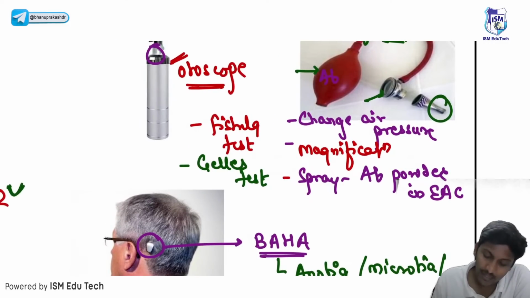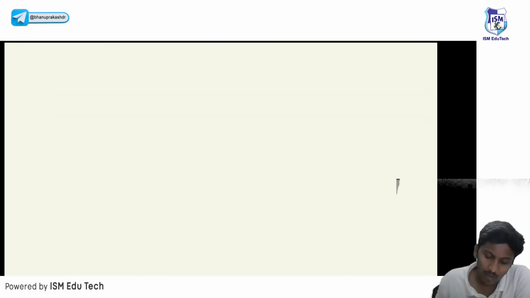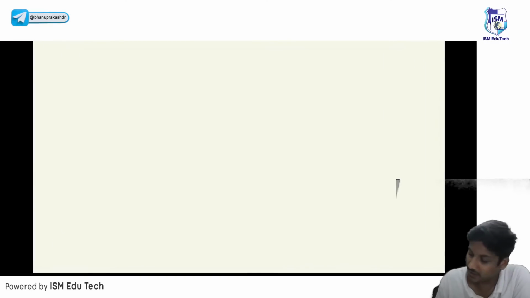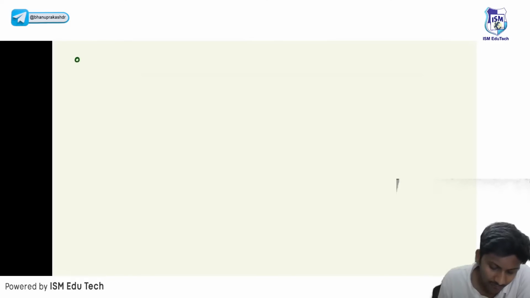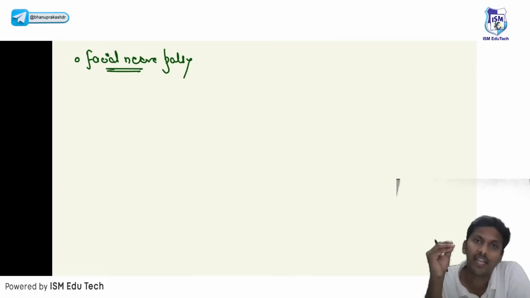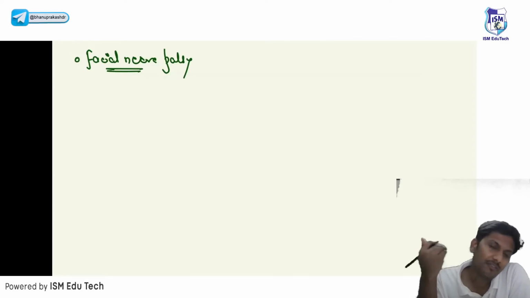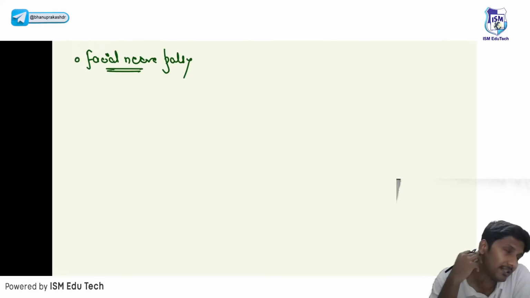The last topic that I want to conclude with is the one where there were two questions this time, and that is facial nerve palsy. Facial nerve is nothing else but the seventh cranial nerve, and we know that the facial nerve will enter the inner ear via the internal auditory canal, and it will exit the ear via the stylomastoid foramen over here.